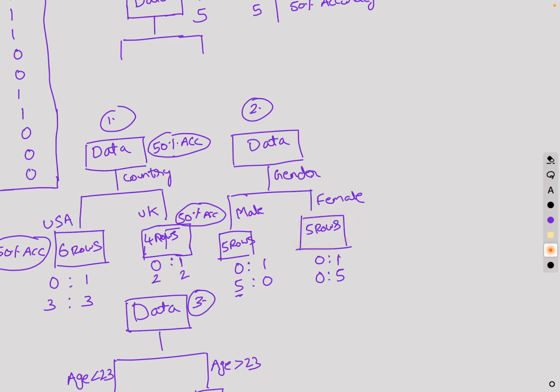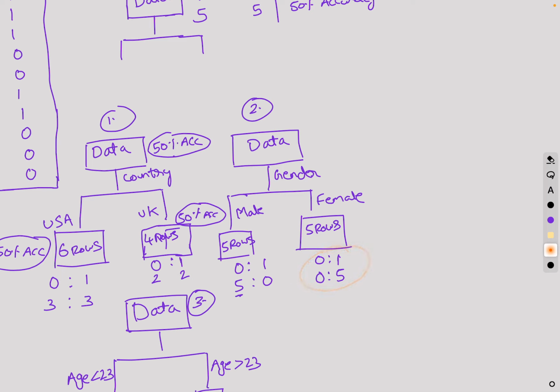Okay, which means any record that belongs to female gender, the decision tree will blindly predict it as class 1. It's like a rule it will find. That's a rule that decision tree will form based on the class distribution over here.